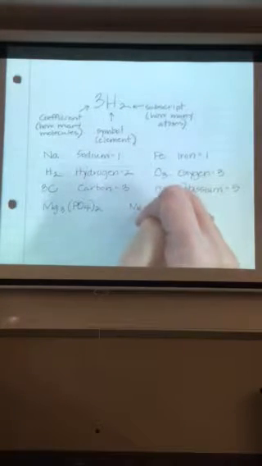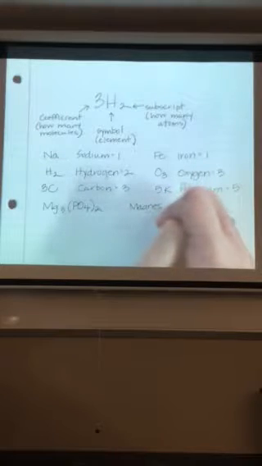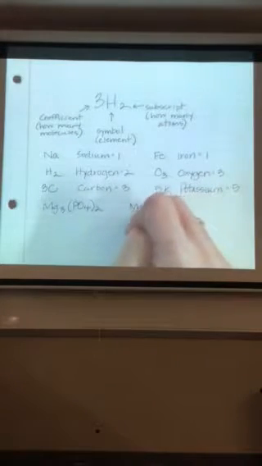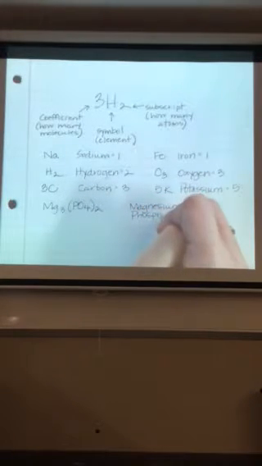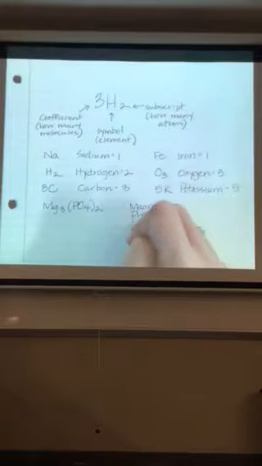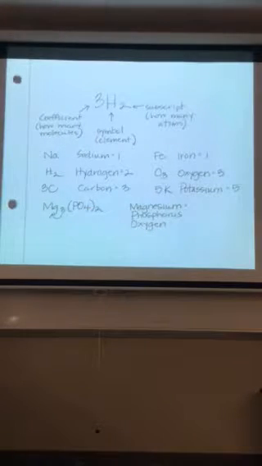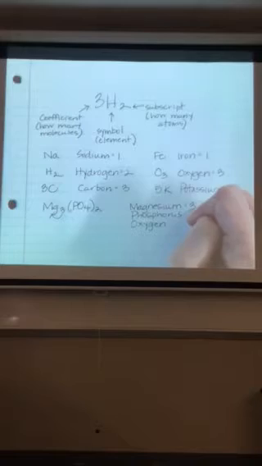So what's my first element? Magnesium. Magnesium is the Mg. You have to write it out. And then what's P? Phosphorus. And what's O? Oxygen. Okay, how many magnesiums do I have? 3. You guys, the only thing that applies to the magnesium is the 3 that's on it.